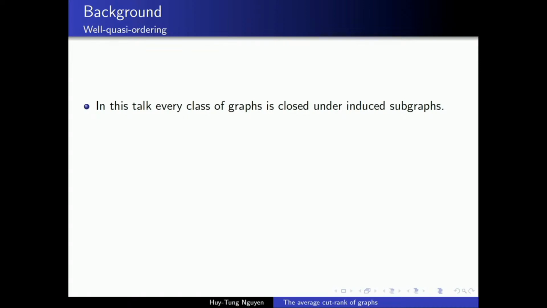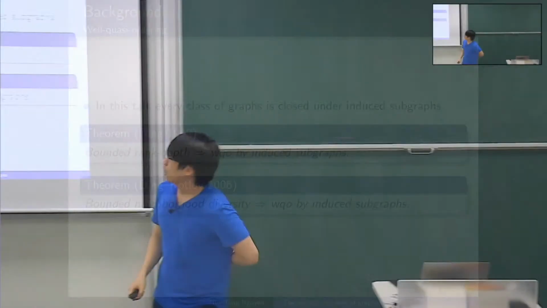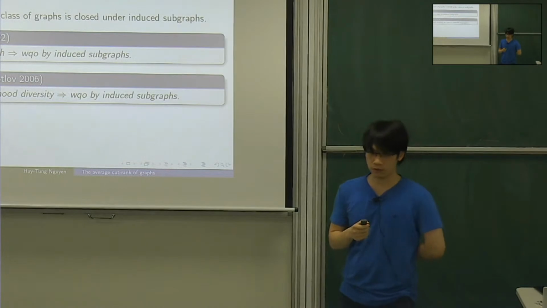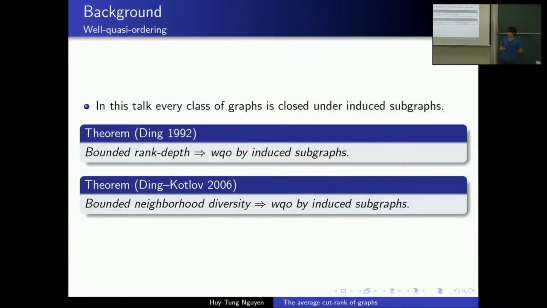In this talk, when I mention a class of graphs, that class will be closed under induced subgraphs, just to make sure that there's no confusion. For well quasi-ordering with respect to induced subgraphs, there are two results. The first result is by Ding in 1992, saying that a class of graphs of bounded rank depth is well quasi-ordered by induced subgraphs.